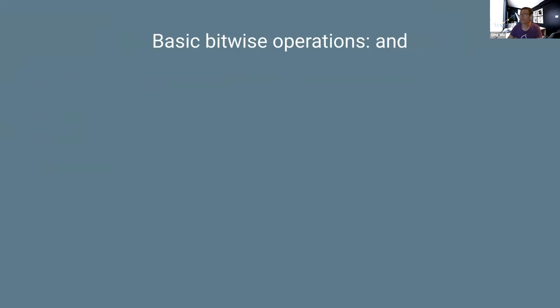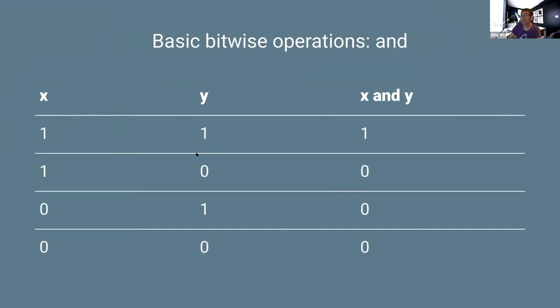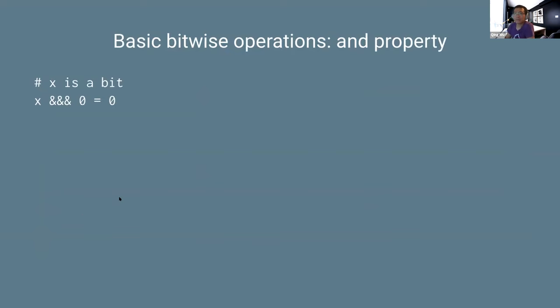Next, we've got bitwise AND. Similarly, we've got this table. And it's again very similar to the Boolean AND operation. Next, we've got some properties of the bitwise AND operation. Again, X is a bit, and doing bitwise AND with zero is guaranteed to be zero, no matter what X is. And doing bitwise AND with one basically preserves X, no matter what it is. So these properties of bitwise OR and bitwise AND are actually super useful, as we'll see slightly later.